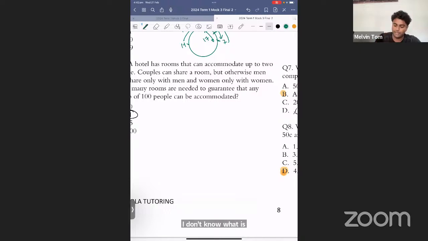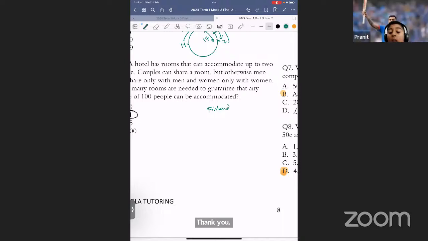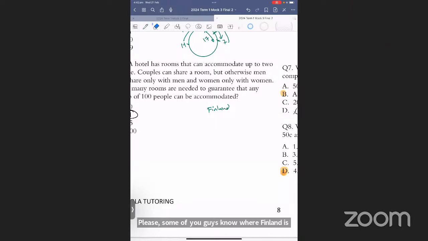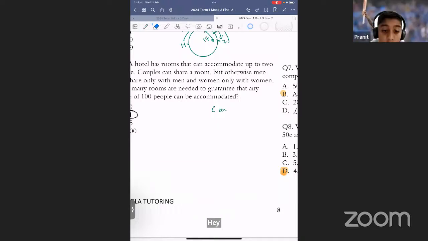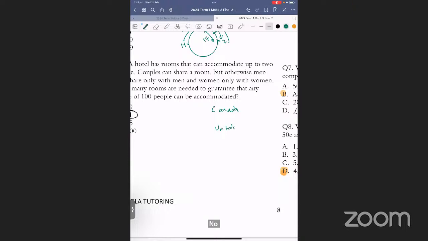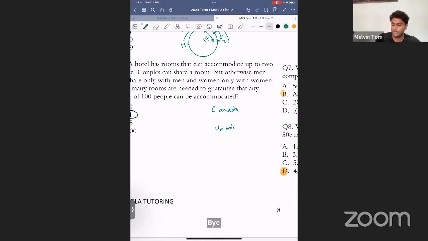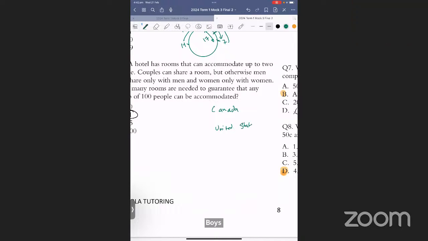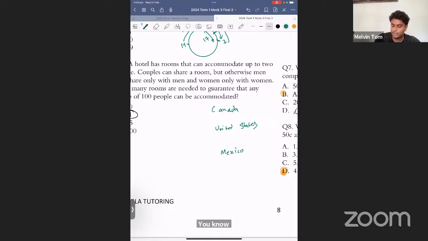How about we have Finland up here? Please tell me you guys know where Finland is. I don't. Yes, I do. Boys, come on. Canada. So imagine you have Canada, you have the West, where's Canada? Mexico. All right, sorry guys. And then you have the United States, and then you have Mexico, and then at the very bottom, I think it's Antarctica.